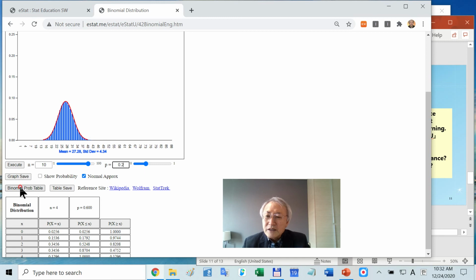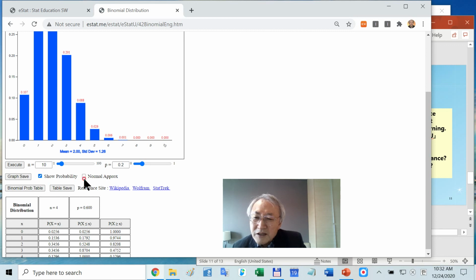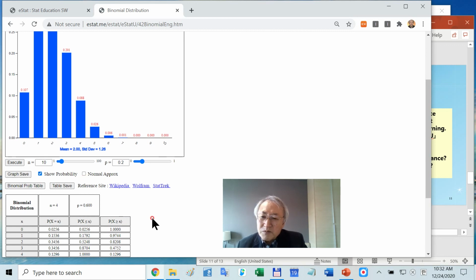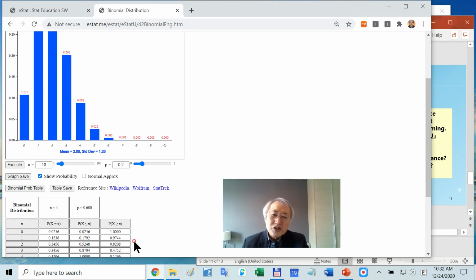If you click execute, this is the graph. Okay? This is the chance. Then you can answer everything. Well, you can show the probability. Also, you can find the binomial distribution table. Using this, you can answer.